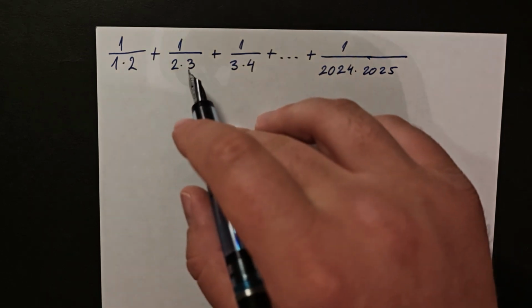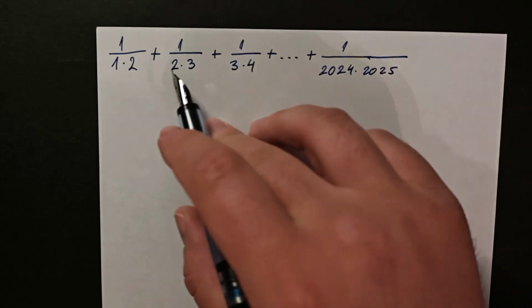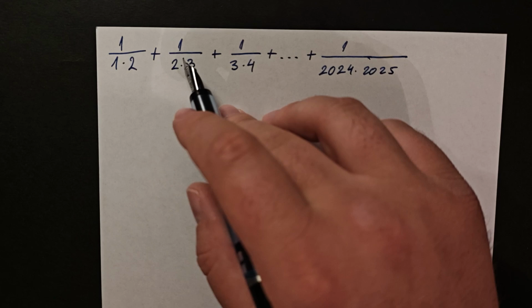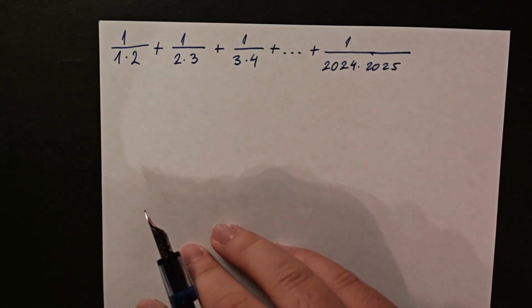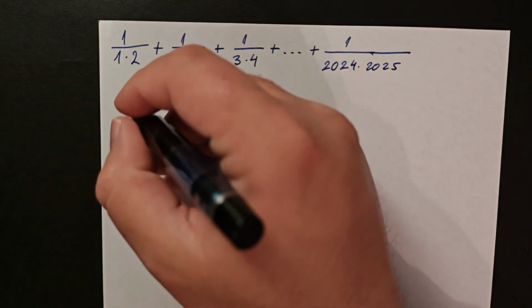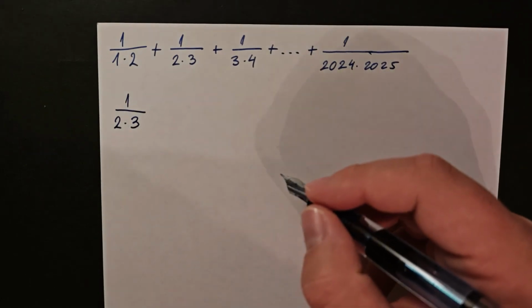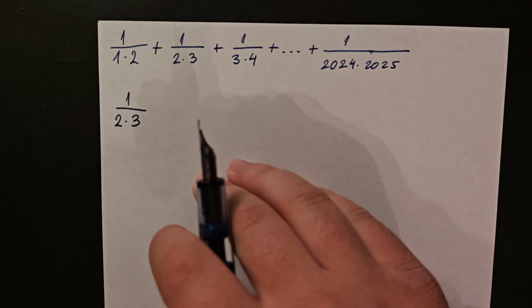So for the 2 multiplied by 3, you are going to take 1, raise it by 1, 1 plus 1 is 2, and 2 plus 1 is 3. So that will give you the denominator of the second fraction. So let's pick one of these fractions and analyze it. I decided to pick the fraction 1 divided by 2 multiplied by 3. It doesn't matter which one you pick, any one will suffice.